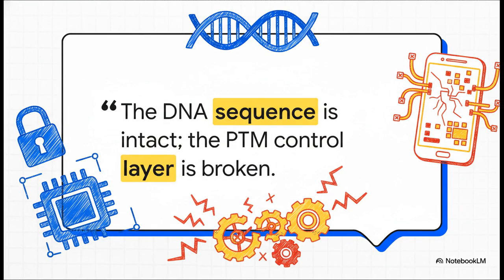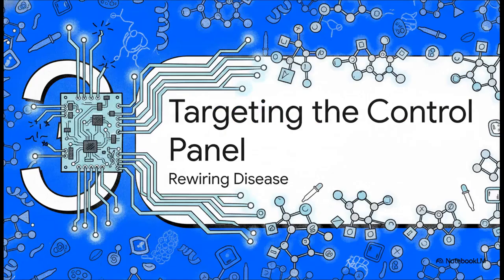In so many of these diseases, the genetic blueprint, the DNA itself, is perfectly fine. The problem isn't the hardware, it's the software. The PTM control layer is what's broken, and it's sending all the wrong signals throughout the cell. Okay, so if the problem is a broken control panel, the solution seems pretty obvious, right?